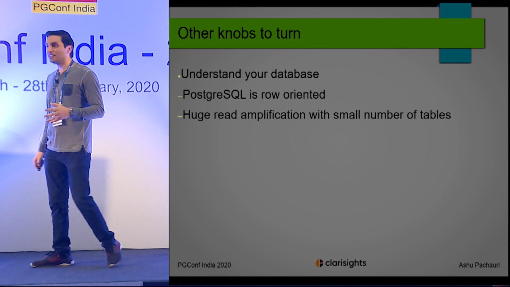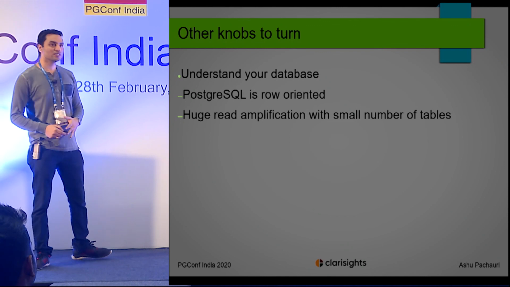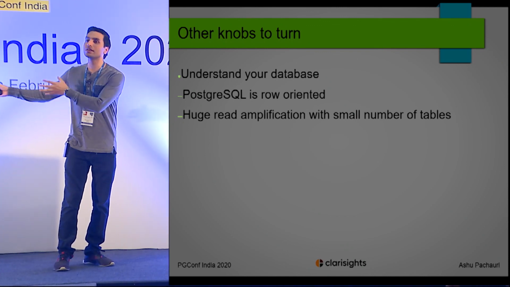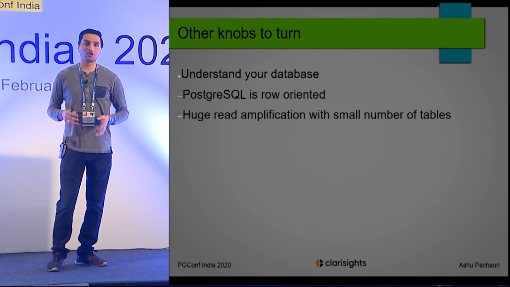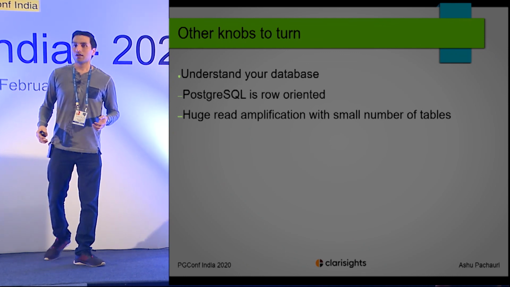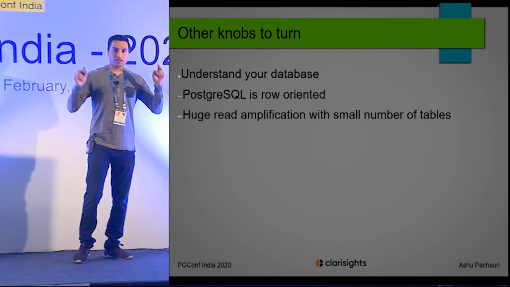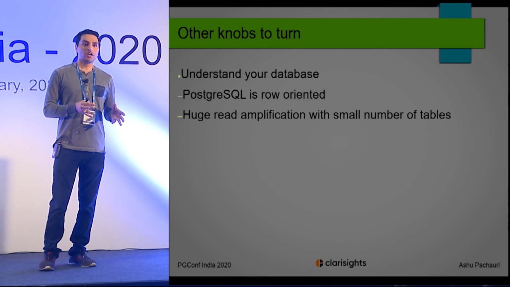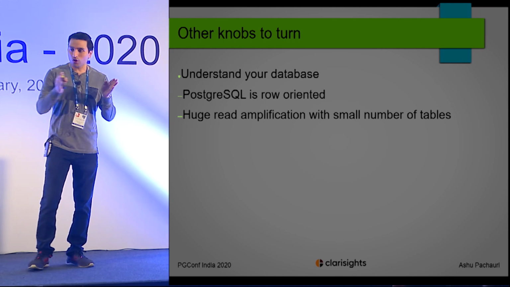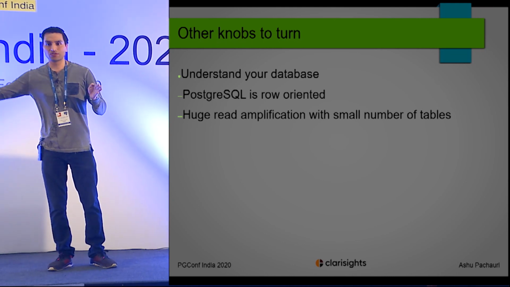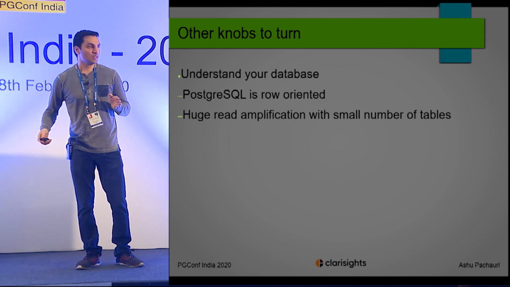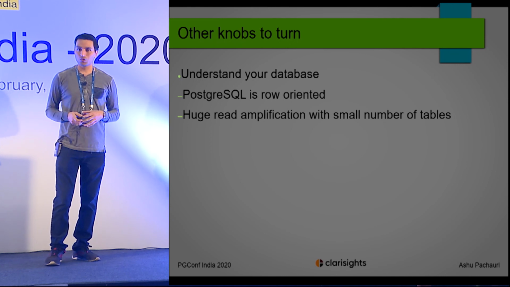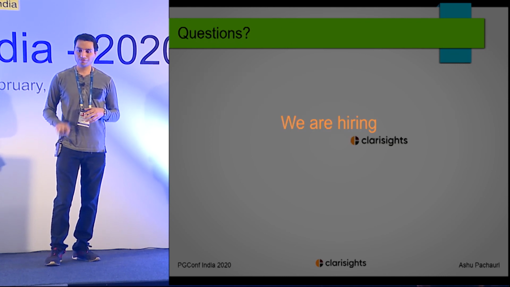And last but not the least, understand that you are using Postgres. It's a row-oriented database, not a column-oriented database. If you try to read a single field, it is still going to read the row and the page, so there is a high read amplification. If you are cramming all of your data into a small number of tables, remember that logically different data should be in logically different tables or different tablespaces. So pay attention to the design, the data layout that you are actually putting on Postgres.